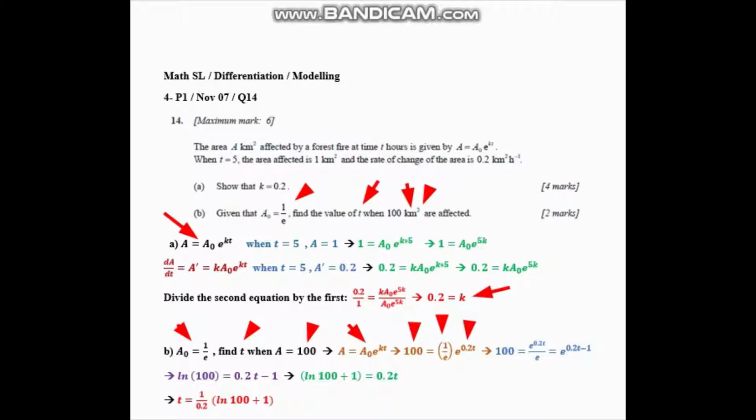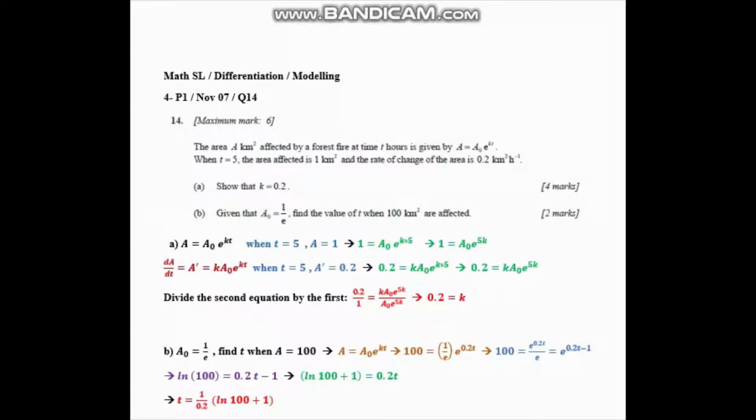So 1 over e times e to the power of 0.2t is the same as e to the power of 0.2t over e. And since they have the same base and e is like e to the power of 1, I can actually subtract the two powers from each other. The power of the numerator minus the power of the denominator. So 0.2t minus 1, even though the 1 is not explicitly written here, but we know that e is the same as e to the power of 1. Hence, we have reached so far that 100 equals e to the power of 0.2t minus 1.